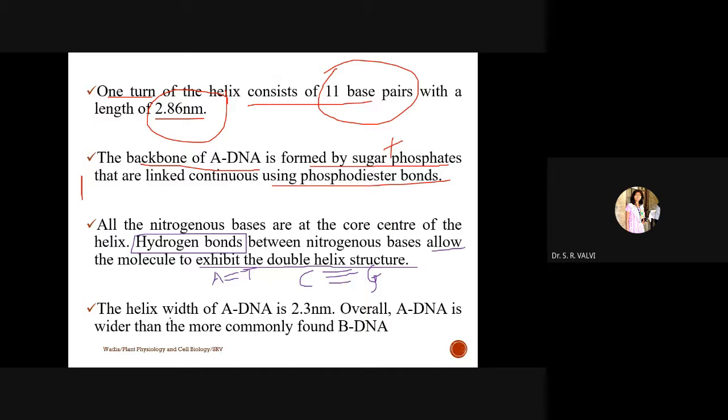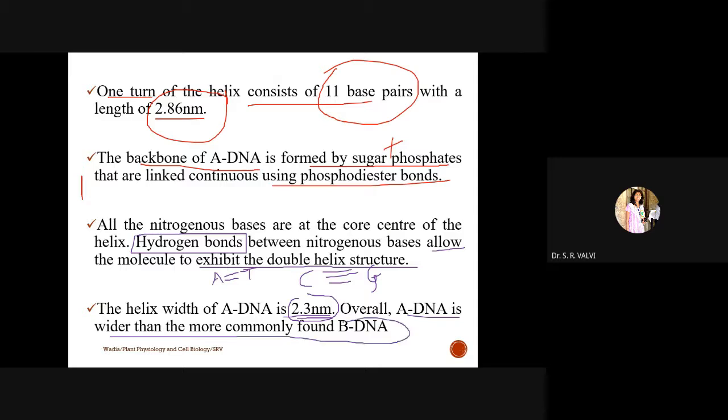Now the next characteristic: the helix width of A DNA is 2.3 nanometer. Please remember, wherever I say the length, you have to remember the length as well as the width of this A type of DNA. So A type of DNA length per turn is 2.86 nanometer, whereas the width of this A DNA is 2.3 nanometer. So overall A DNA is wider than the more commonly found B DNA.